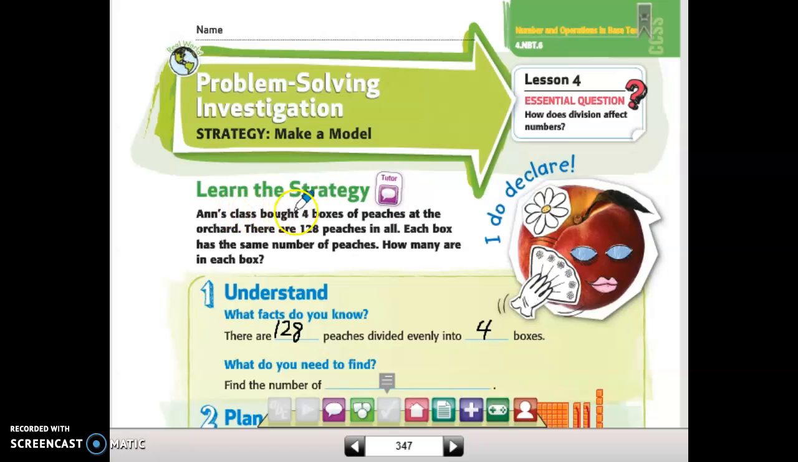Anne's class bought 4 boxes of peaches at the orchard. There are 128 peaches in all. Each box has the same number of peaches. How many are in each box?